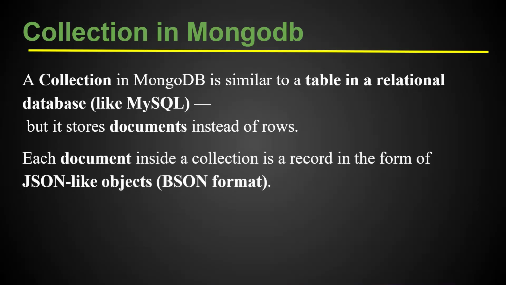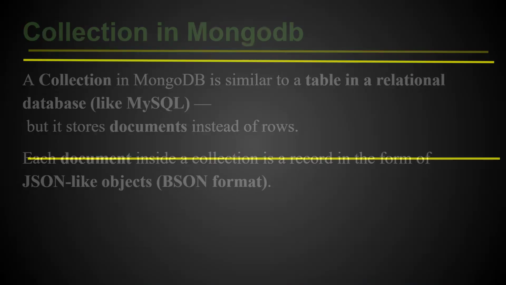Each document inside a collection is like one record in the form of a JSON-like object called BSON format. So we will create a collection, and in that collection we will store our documents, where each document is going to represent one object, and that object will contain some information of some entity.